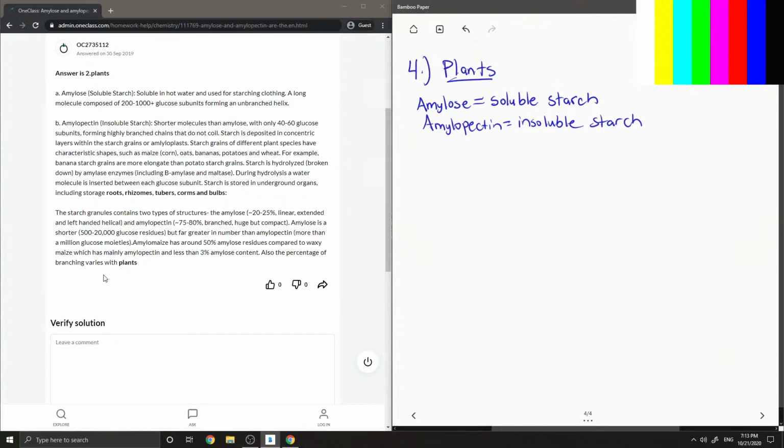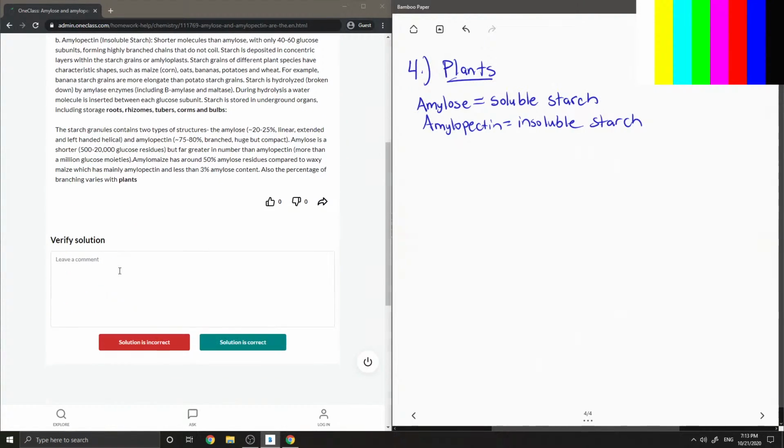Also, the percentage of branching varies with plants. So that was a very nice and detailed explanation of the two different starches found in plants. So I'm just going to say that this solution is correct.